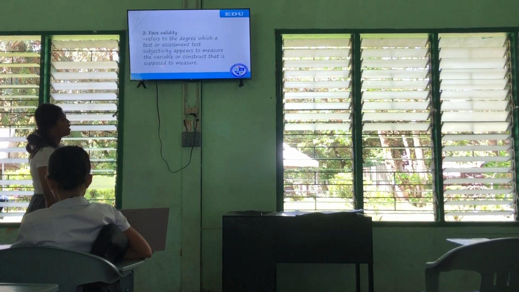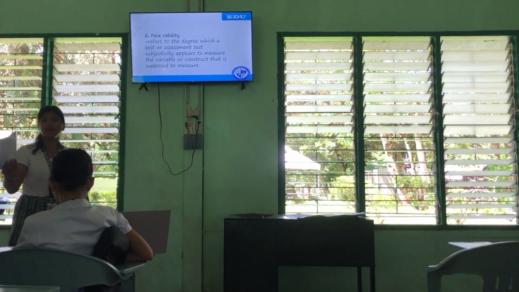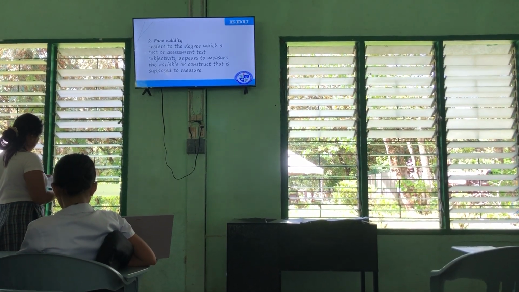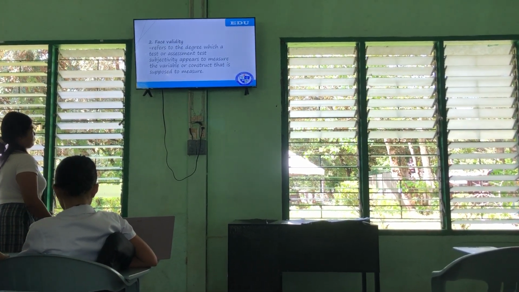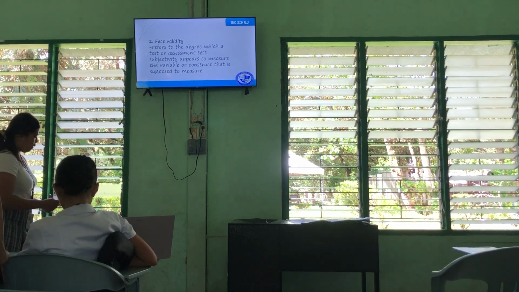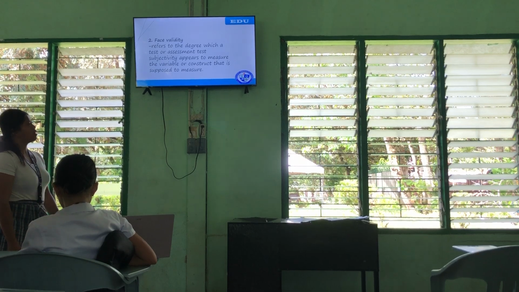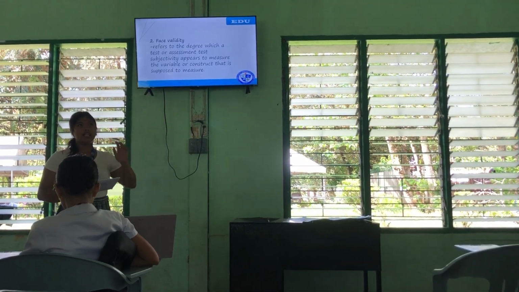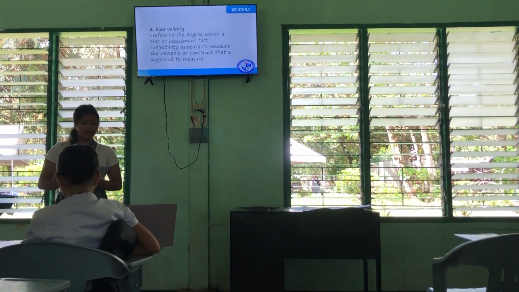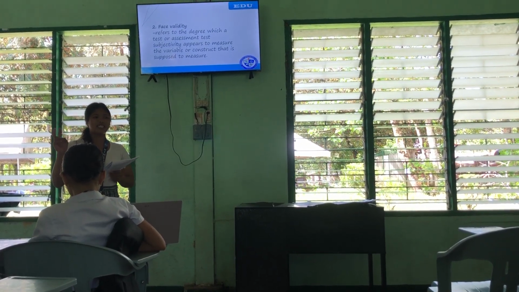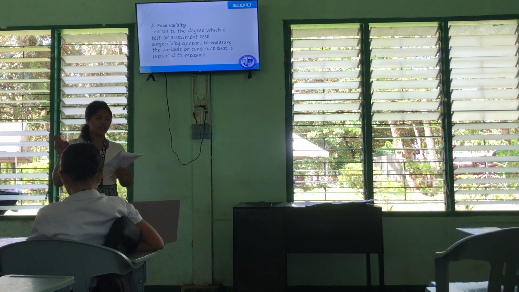Next, we have face validity. Face validity refers to the degree to which a test or assessment appears, subjectively, to measure the variable or construct that it is supposed to measure. So, in educational assessment, face validity is basically asking, does this test seem to measure what it's supposed to measure?